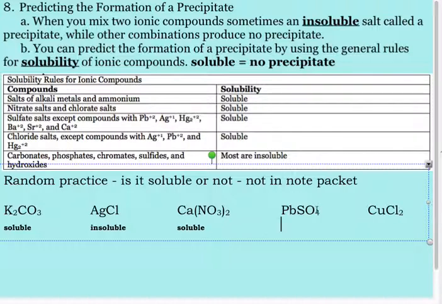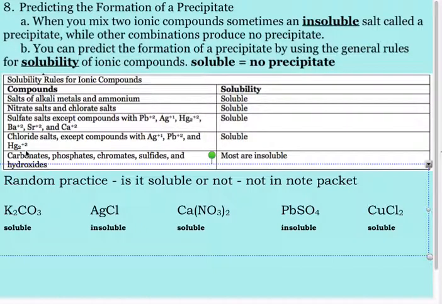Next one is lead sulfate. Again, you have to find it on the chart. It says sulfates are soluble except when they're with lead, silver, mercury, barium, strontium, or calcium. So they should be soluble, but because it's with lead, that means it is insoluble. And last but not least, we have copper chloride. Chloride salts are soluble except when they're with silver, lead, or mercury. We're not with that, so this is soluble. So the only two with a precipitate would be silver chloride and lead sulfate.